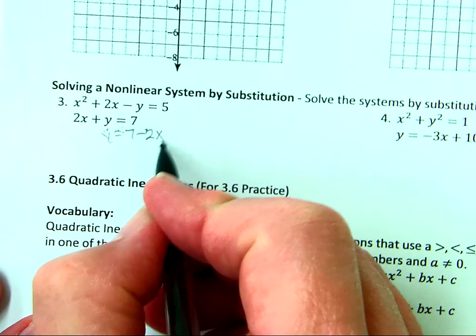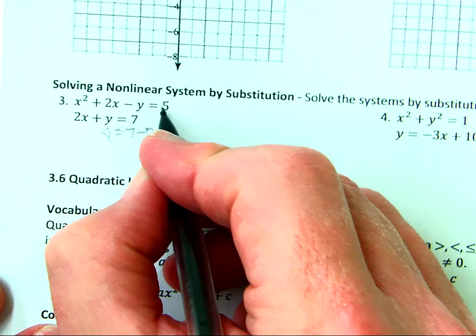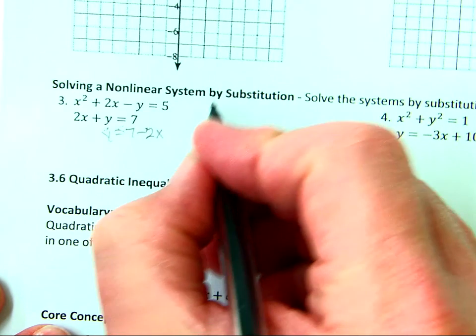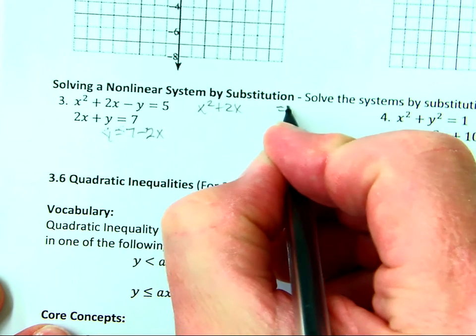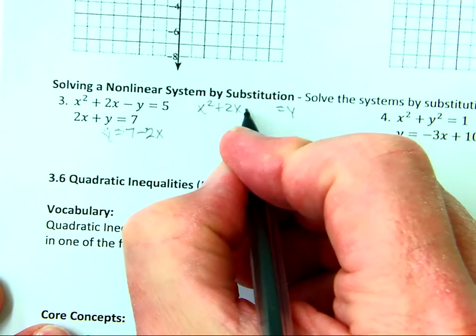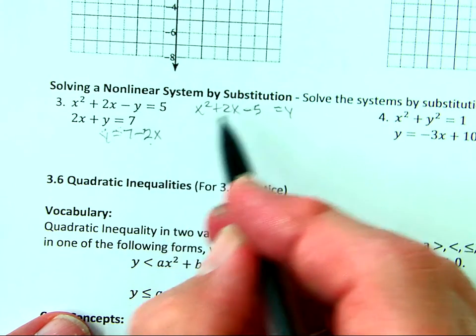Now you could take that and plug it in right here for y. That works fine. Or you could take this top one. I could solve it for y. Let's say I moved the y to the other side, so I moved y so it was positive, and I moved the 5 over here so it looks like that. So now these are my two equations.